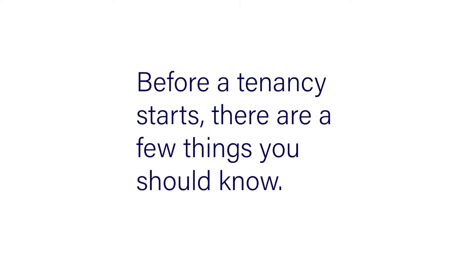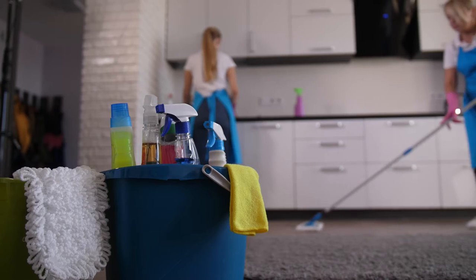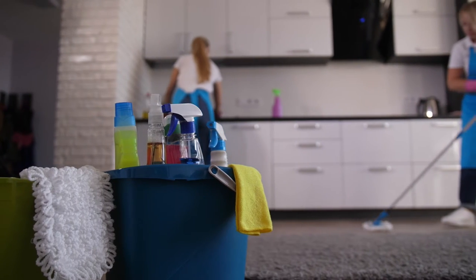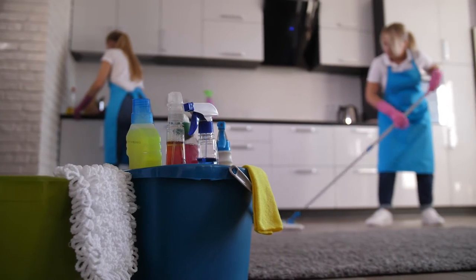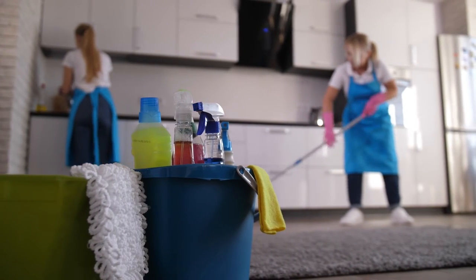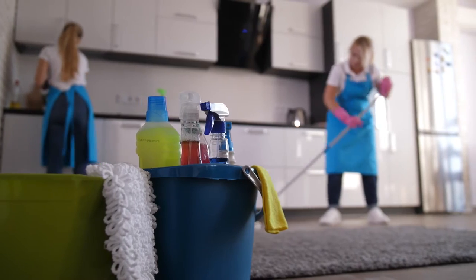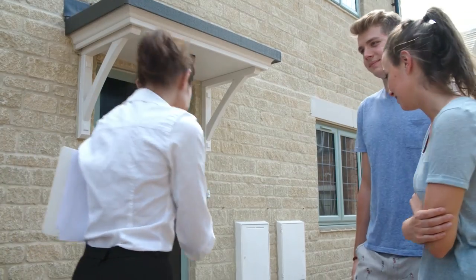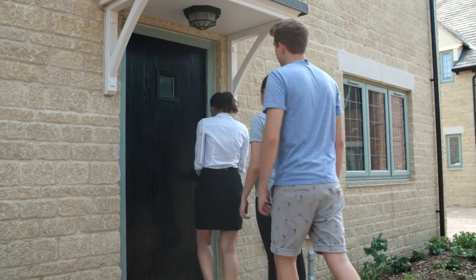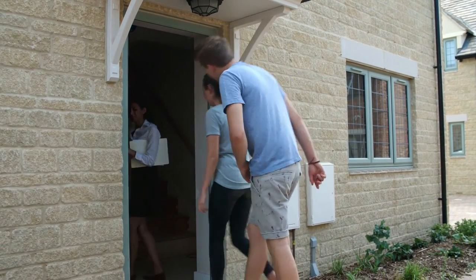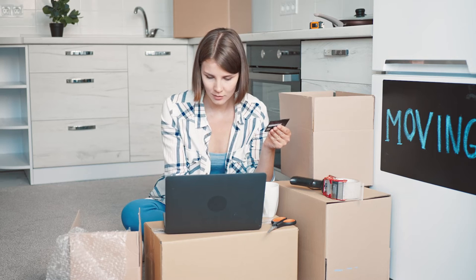Before a tenancy starts, there are a few things that you should know. The property owner or manager needs to ensure the property is clean and meets all health and safety standards, including minimum housing standards. Tenants should always see the property and read the proposed tenancy agreement before they sign or pay anything. Tenants should get a receipt for any money paid.